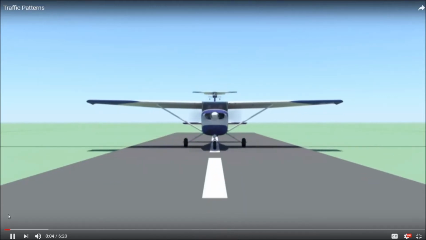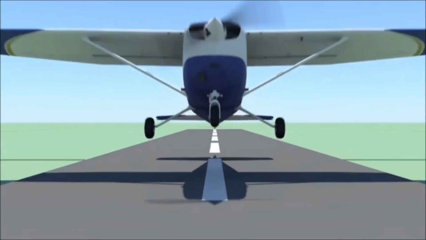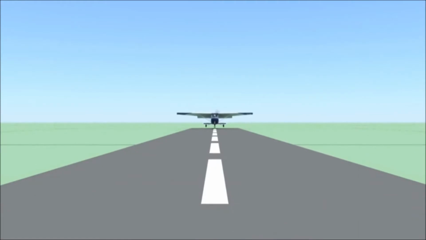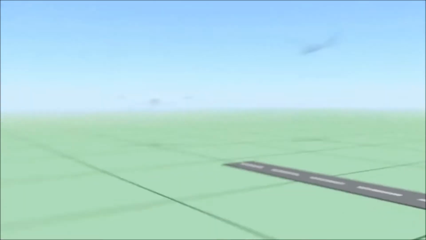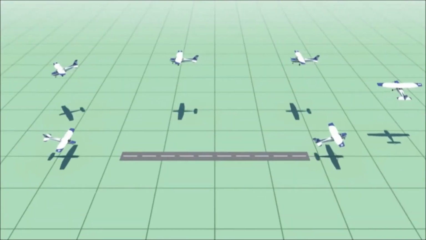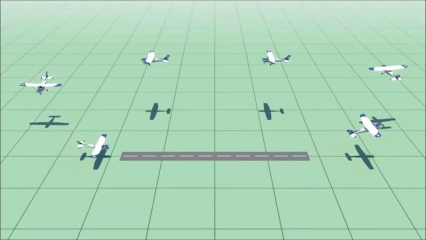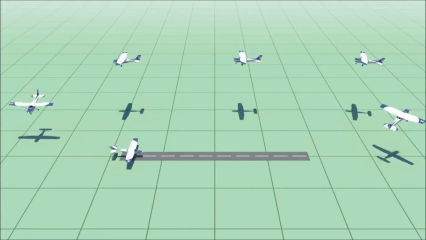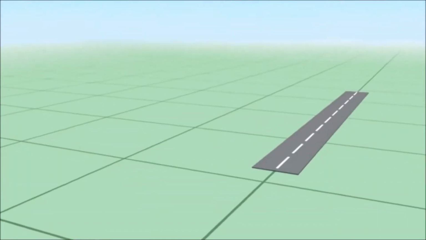When taking off or landing at airports, pilots use a standardized traffic pattern. The traffic pattern's main purpose is to ensure that air traffic flows into and out of the airport in an orderly manner. This makes the airport environment safer since all aircraft should be following the same procedures.